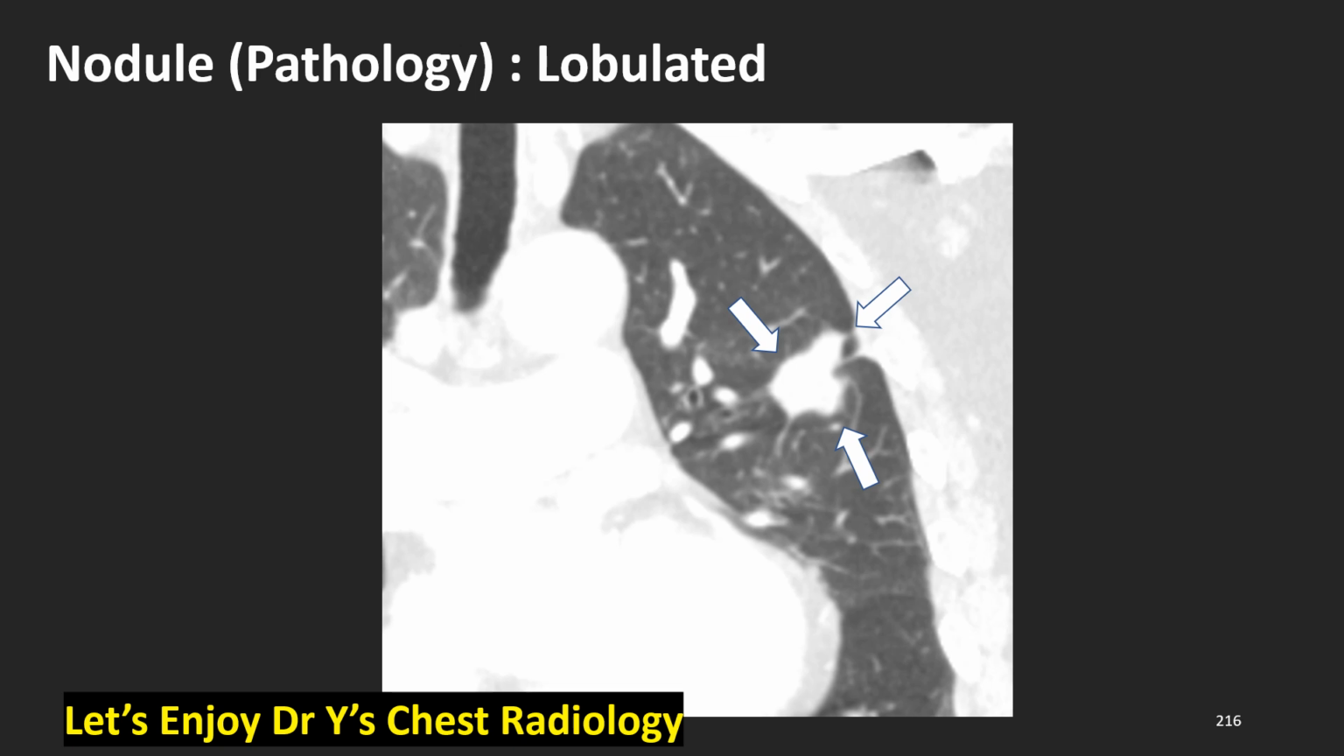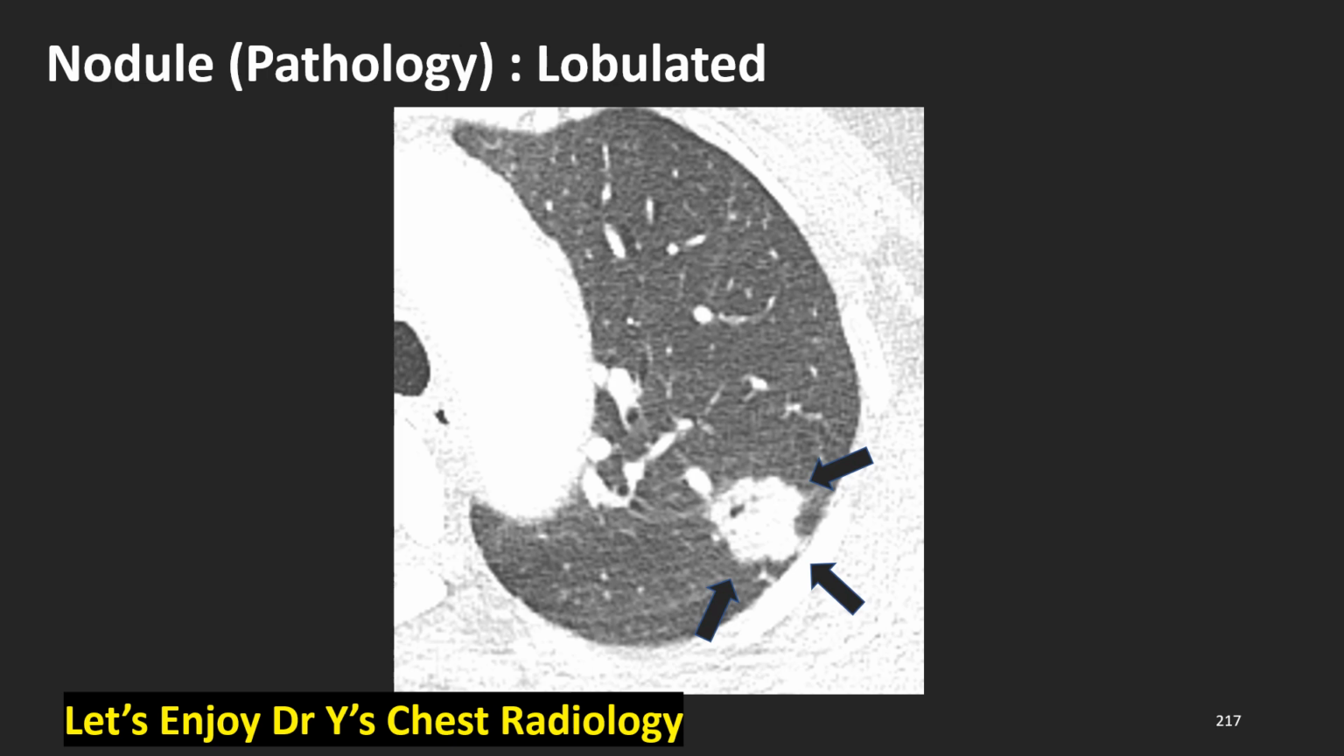Lobulation. Nodule pathology. Lobulated. Arrows indicate nodule with lobulation. Lobulated nodule in left upper lobe.